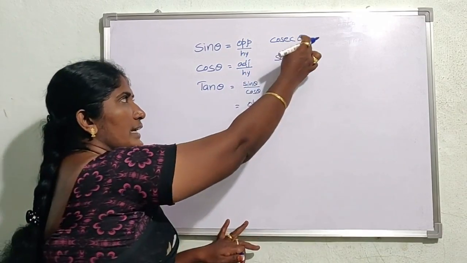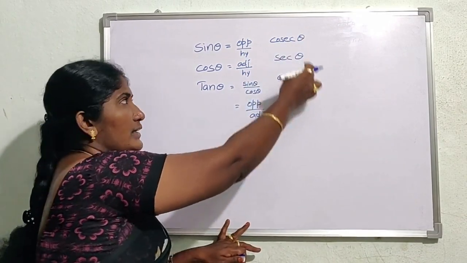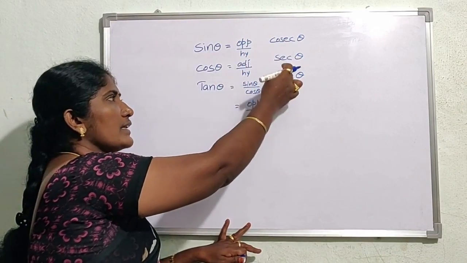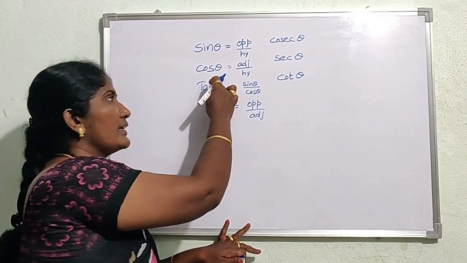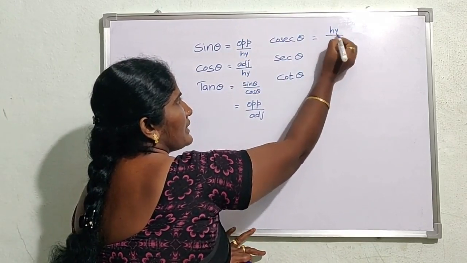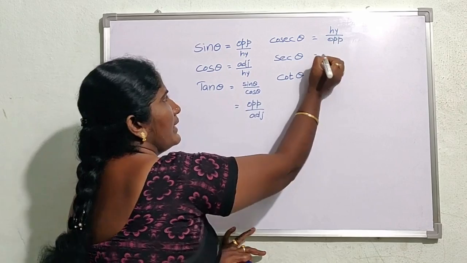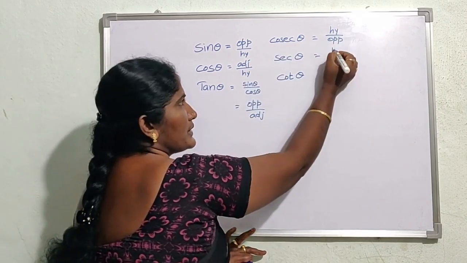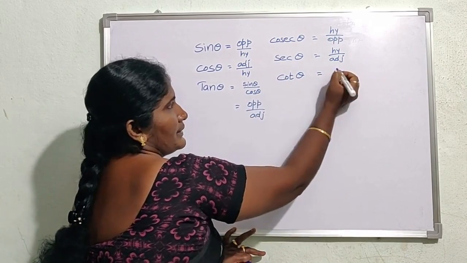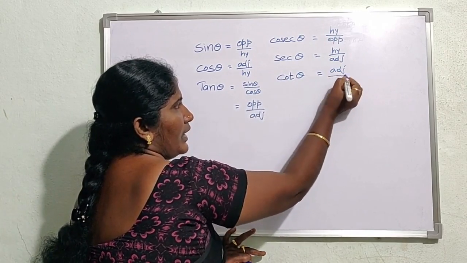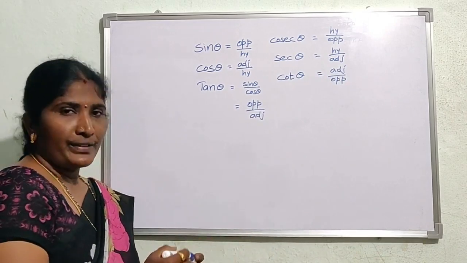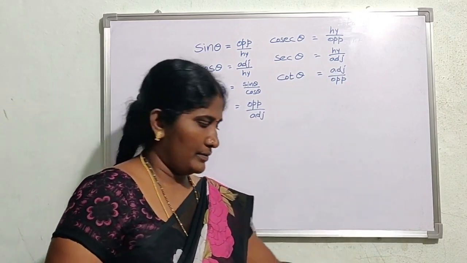Now easily we can write cosecant, secant and cot. Cosecant is reciprocal of sine, secant is reciprocal of cos, cot is reciprocal of tan. Now cosecant is equal to hypotenuse by opposite, and secant is hypotenuse by adjacent, and cot is adjacent side by opposite side. Now exercise 11.1.